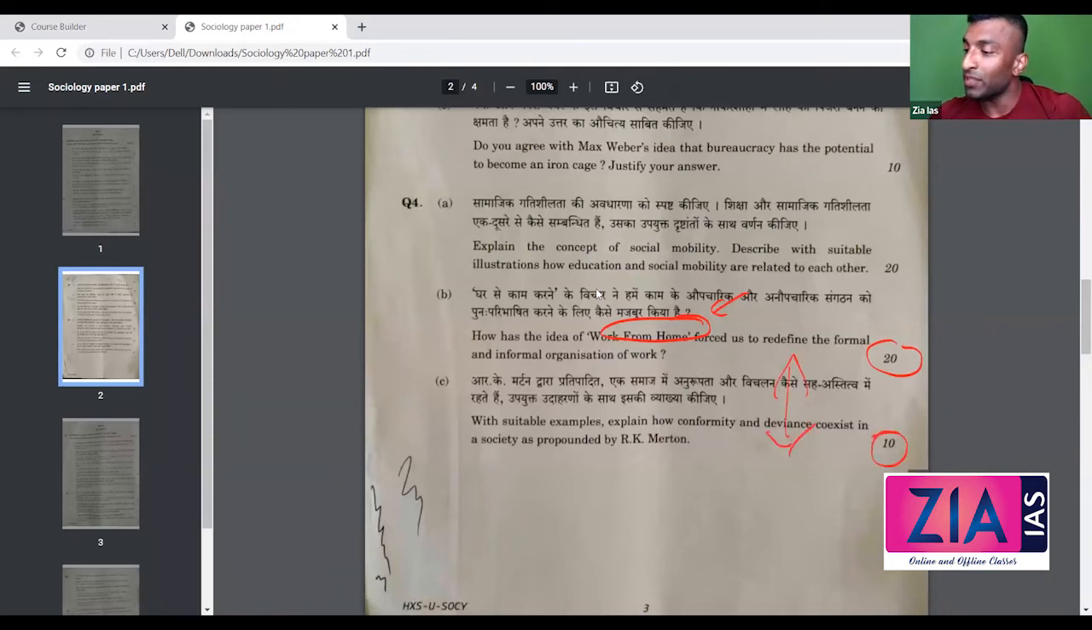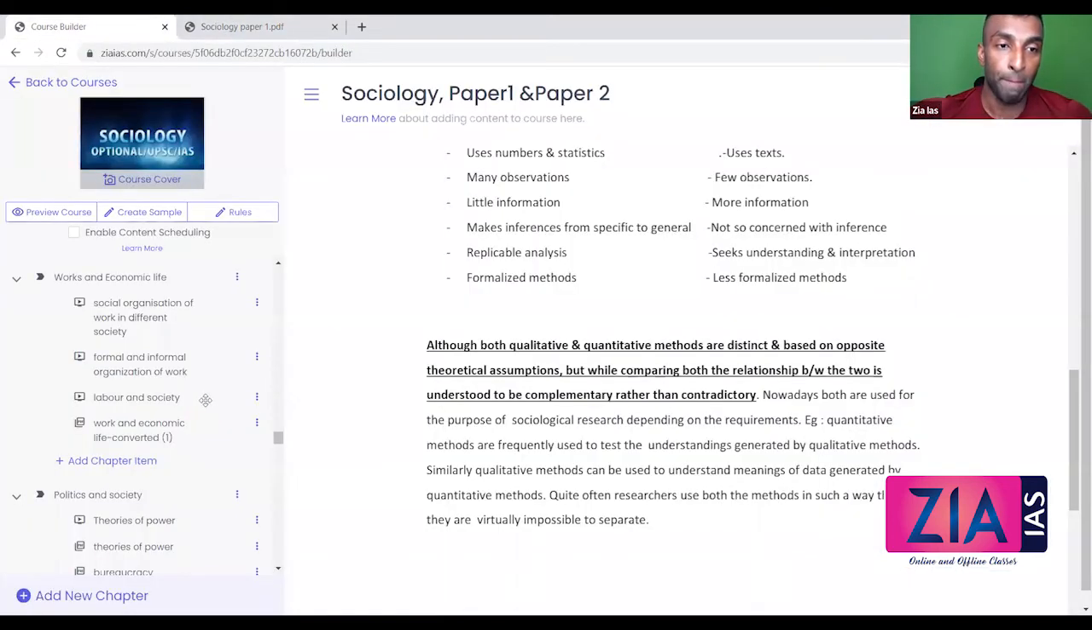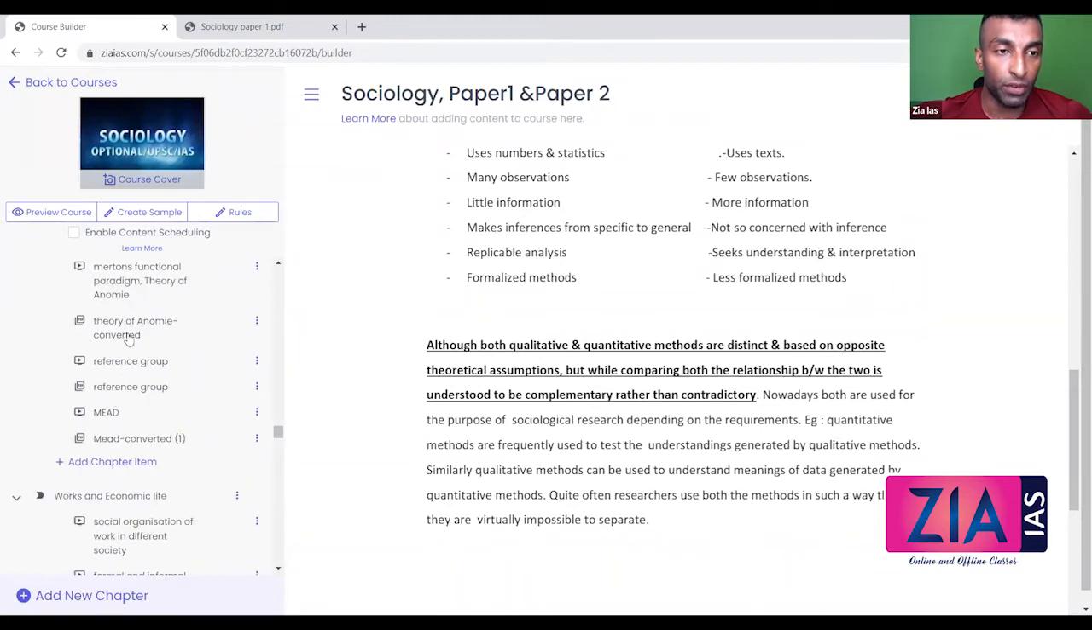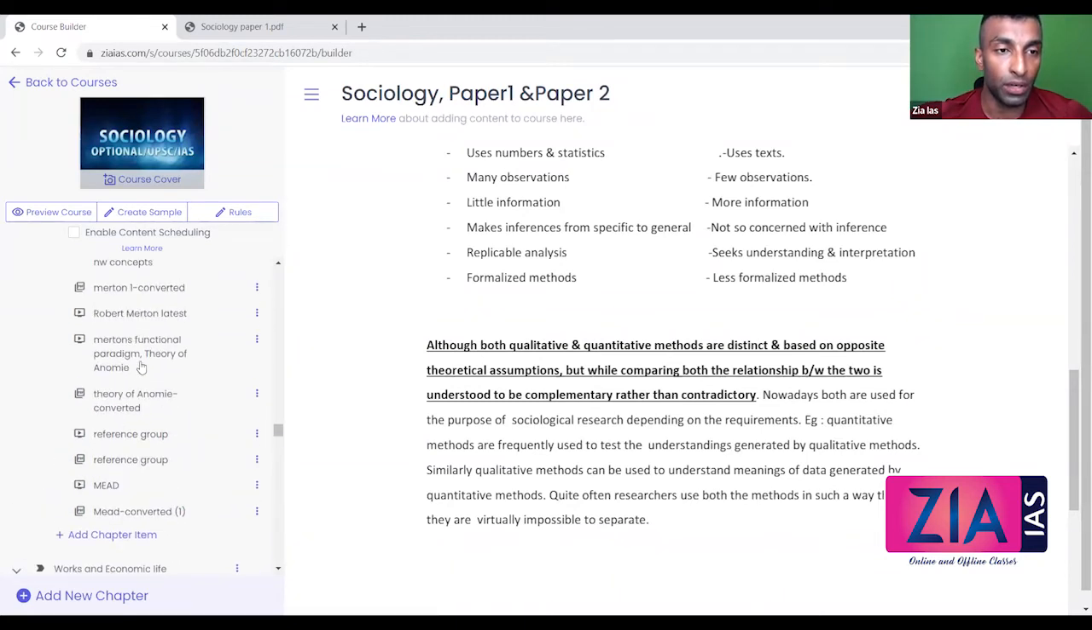If I would have got this Merton question with 20 marks, with a suitable example: how conformity and deviance coexist in society as propounded by Merton. Let's look into that. Robert Merton. So this is the reference, the theory of anomie, right? So here, you'll find the theory of anomie.